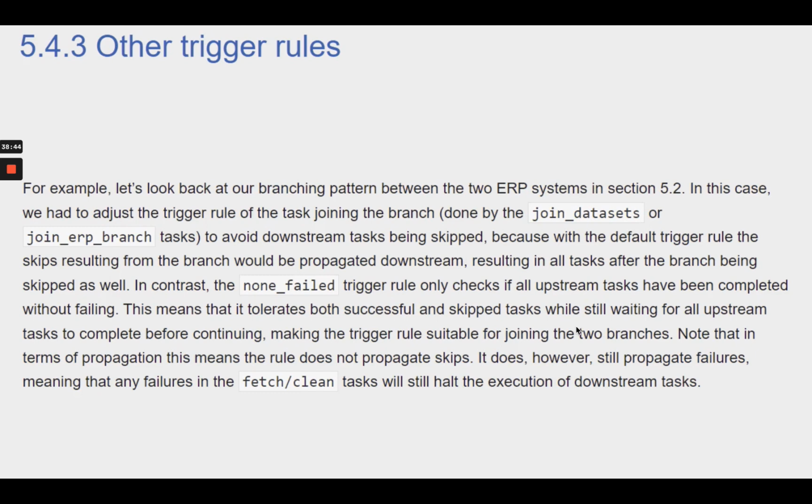In contrast, the none_failed trigger rule only checks if all upstream tasks have been completed without failing. This means that it tolerates both successful and skipped tasks while still waiting for all upstream tasks to complete before continuing, making the trigger rule suitable for joining the two branches. Note that in terms of propagation, this means the rule does not propagate skips. It does, however, still propagate failures, meaning that any failures in the fetch and clean tasks will still halt the execution of downstream tasks.